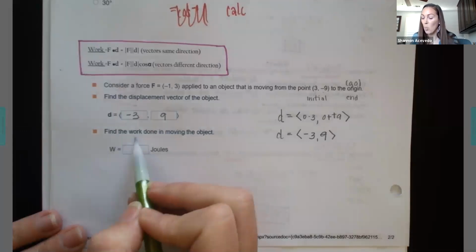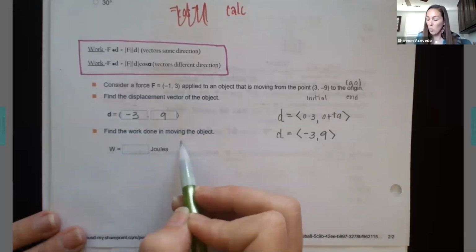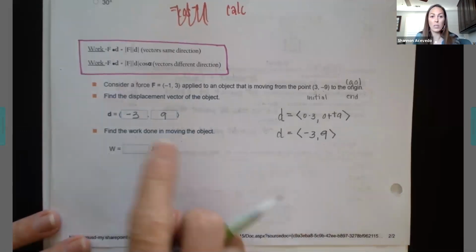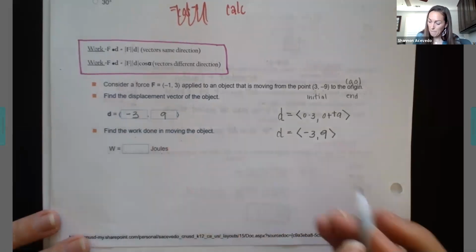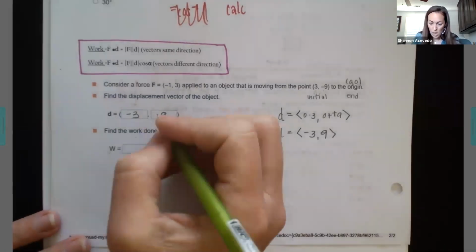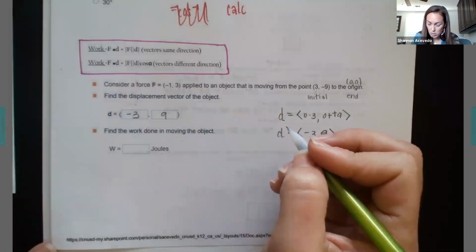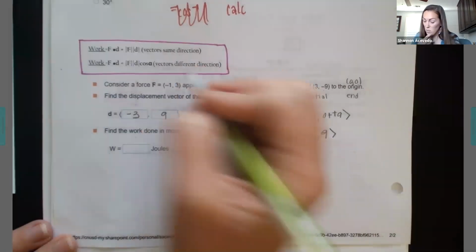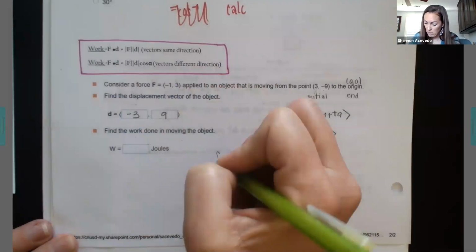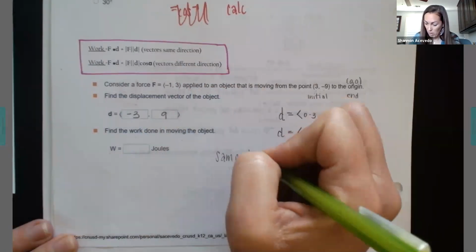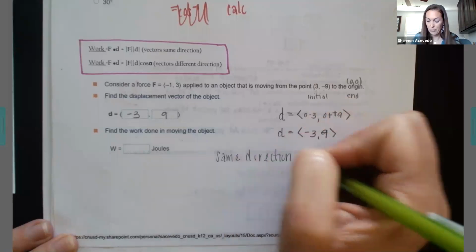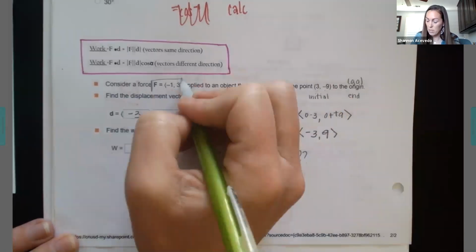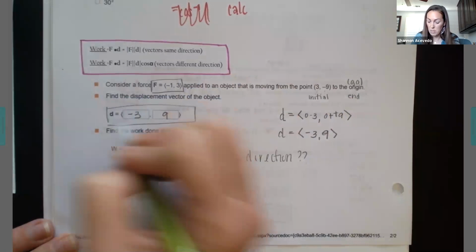Then I'm going to ask to find the work done in the moving object. And work always has the units of joules. So it's all usually there for you, but work is done in joules. So to figure this out, I need to know, are they going to move the same direction or different directions? So let me show you how I would look at this. So my question is, are they going to be in the same direction? All right. This is my force, and this is my displacement.